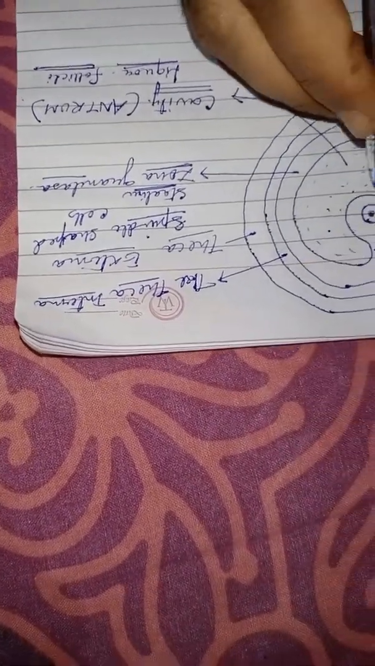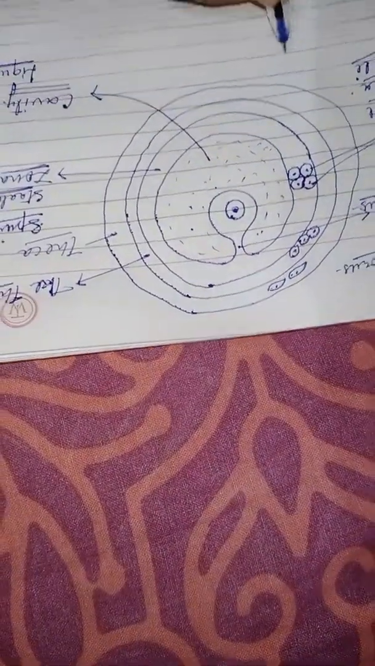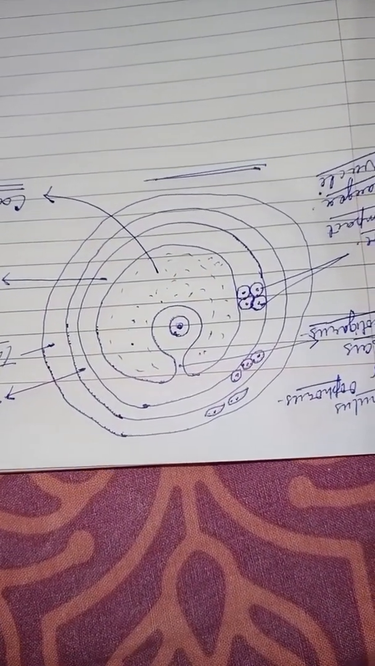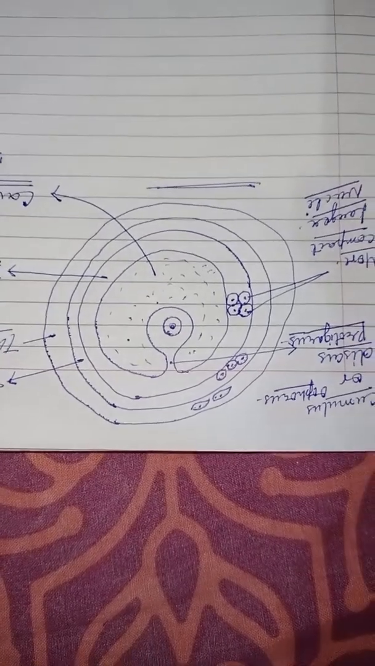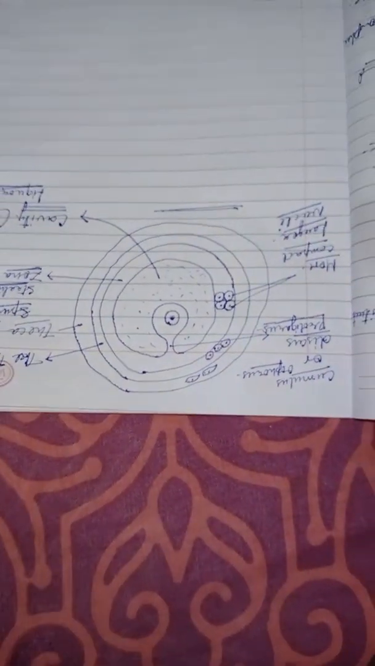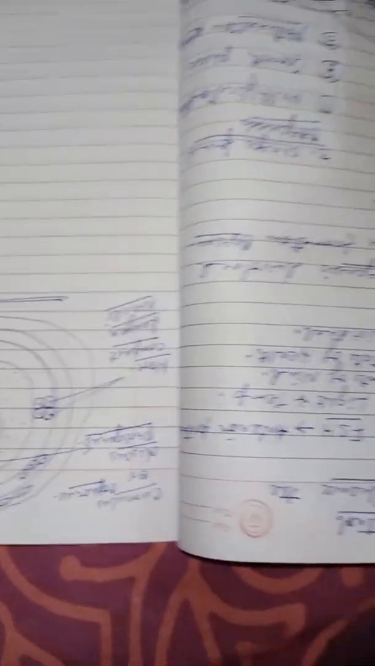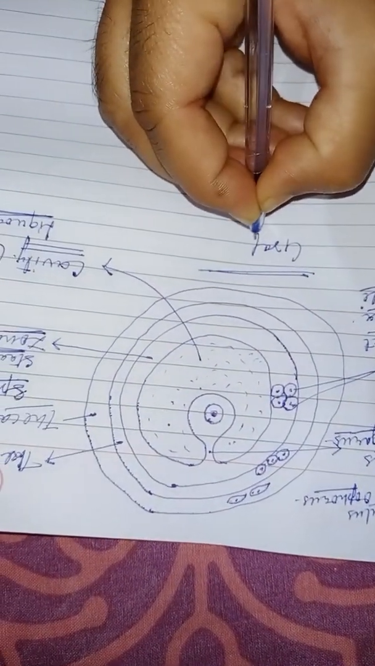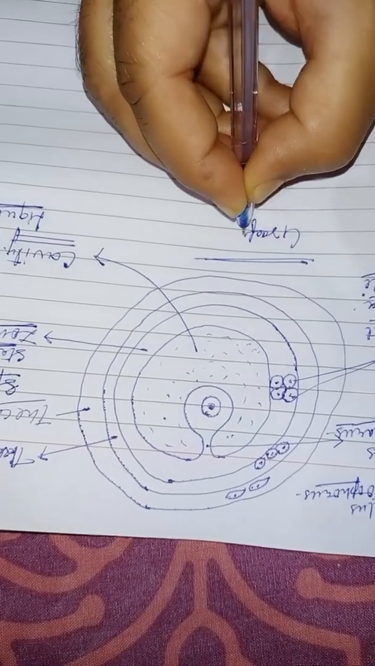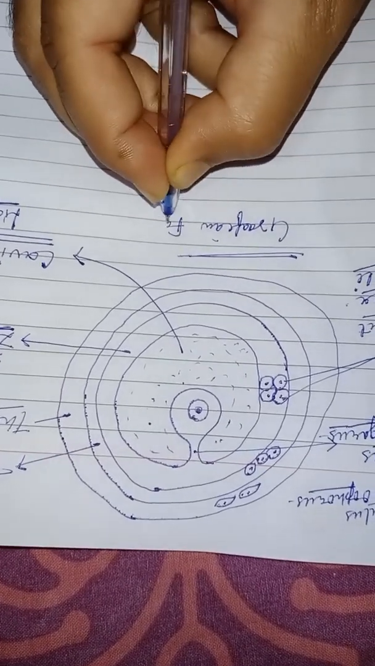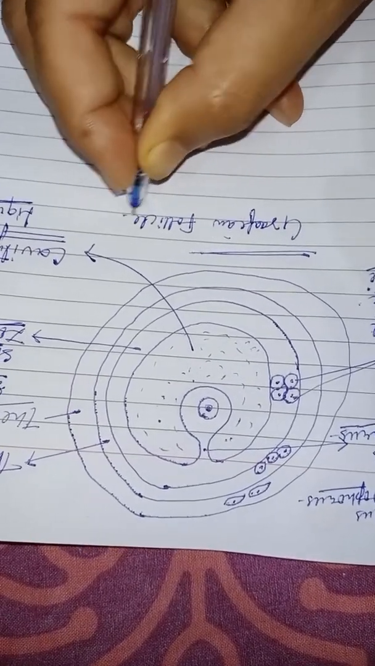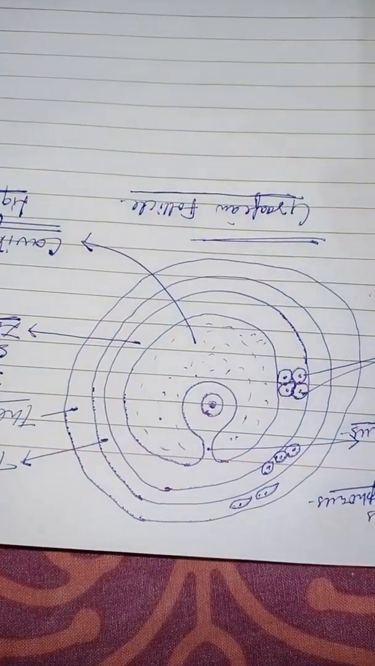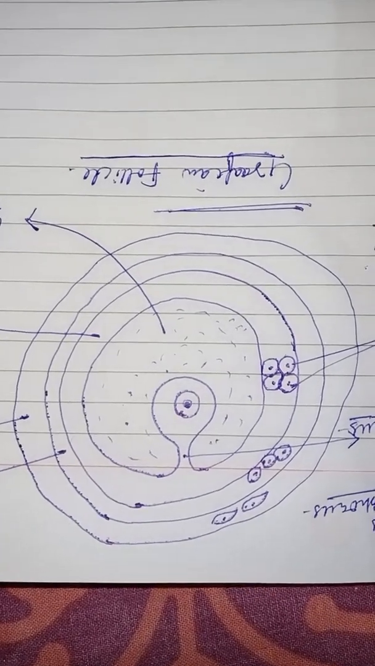Thereafter, we will be coming to the process of oogenesis, because the whole structure of the follicle, that is the Graafian follicle, is now very well understood by you. That is what I can hope.